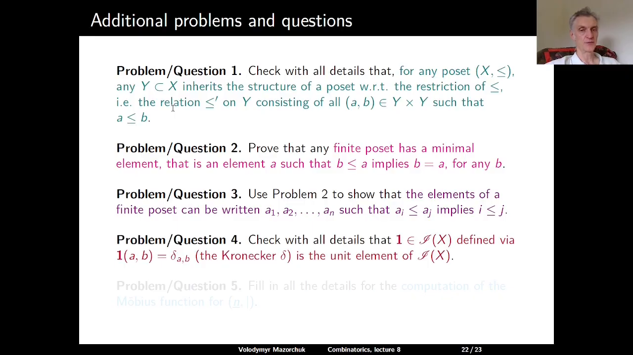Problem question 4. Check with all details that the bold 1 function, the element of the incidence algebra, which is defined via the Kronecker delta, is in fact the unit element of this incidence algebra. And problem question 5. Fill all the details for the computation of the Möbius function for the natural numbers with respect to the divisibility order.